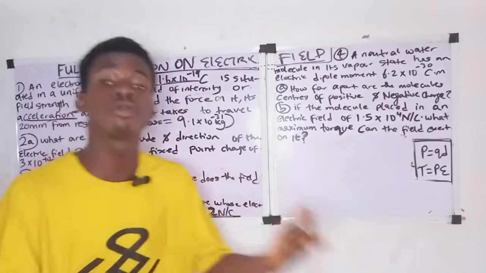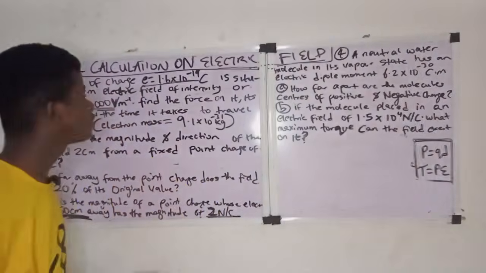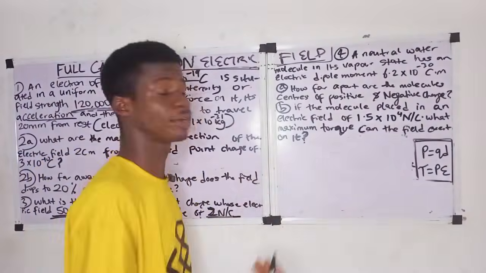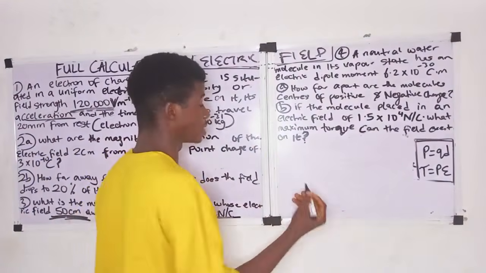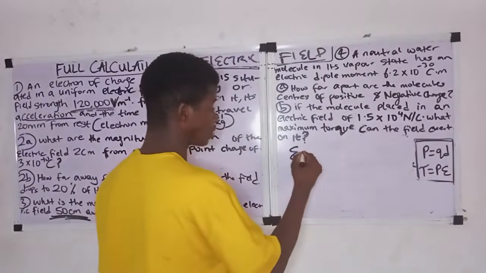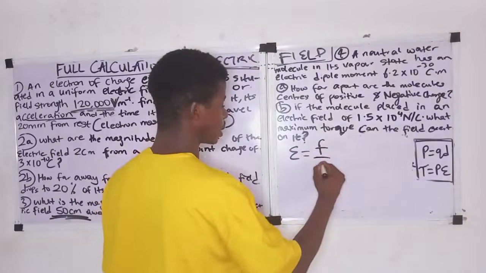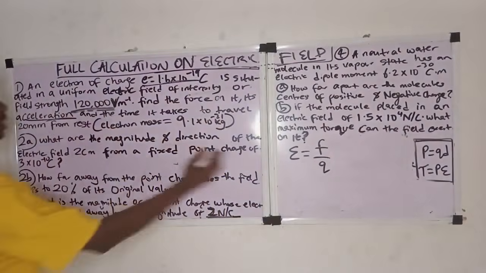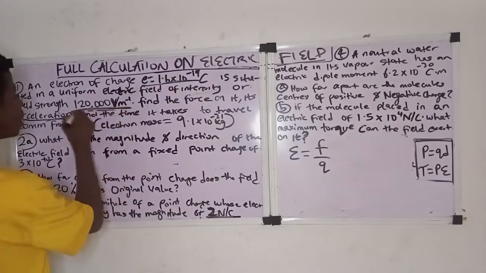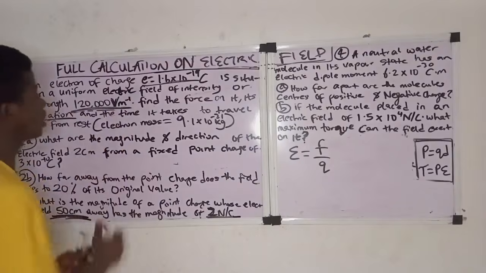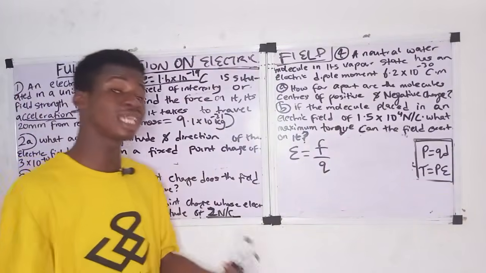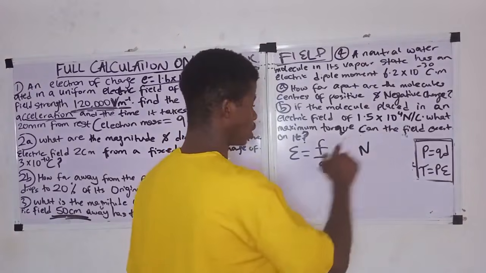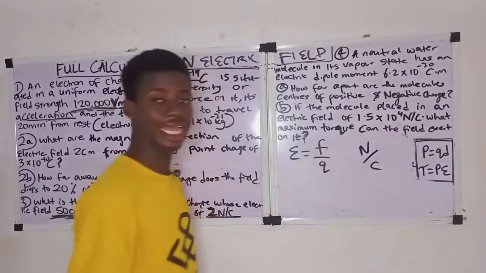So what are we going to do? Let's look for force first. What is the formula of electric field intensity? Remember, I gave you guys in our previous class that there are different formulas. Electric field intensity is equal to force over charge. In the question, they gave us the electric field E as 120,000 volts per meter. This volts per meter is also an SI unit of electric field intensity. Remember the SI unit of electric field intensity is newton per coulomb.